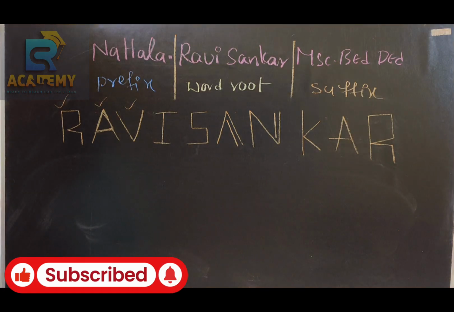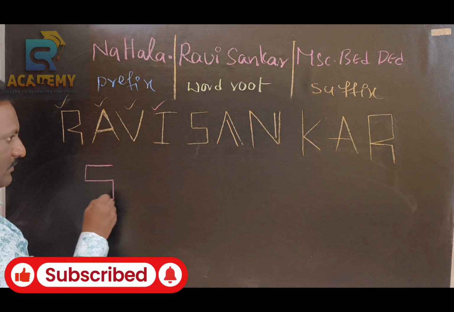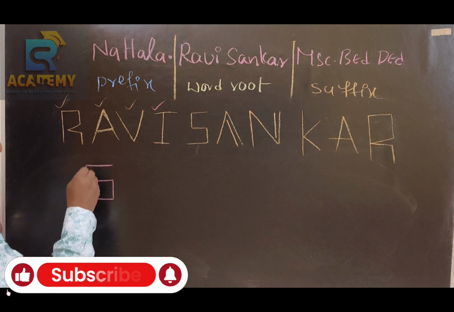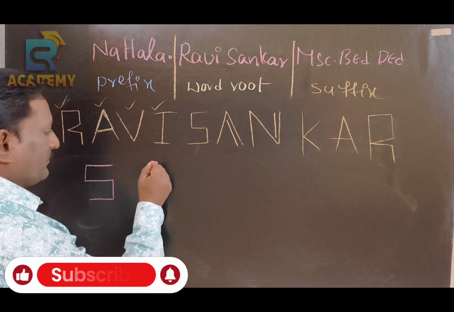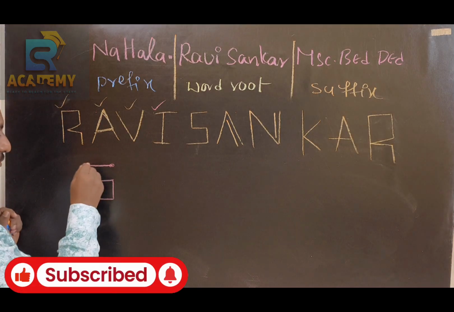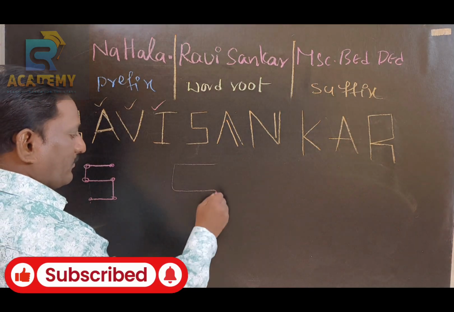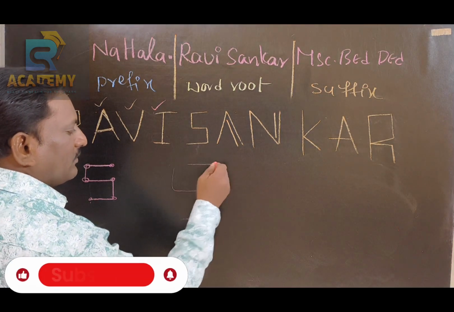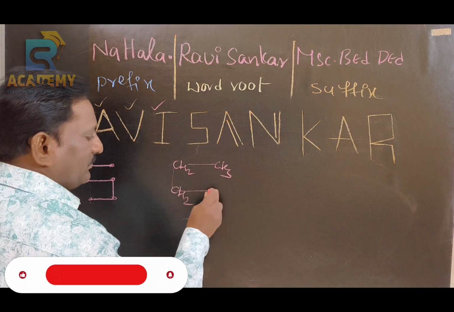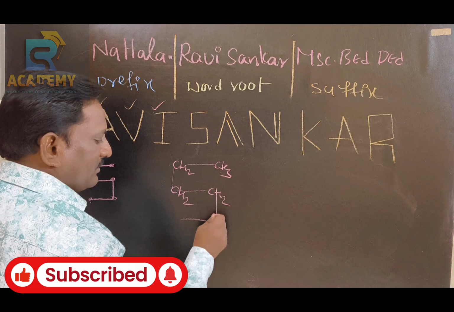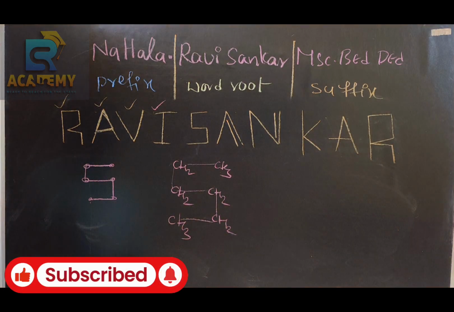Next compound. So that is completed. Let us take the next one. 1, 2, 3, 4, 5, 6. Let us write: CH3, CH2, CH2, CH2, CH2, CH3.